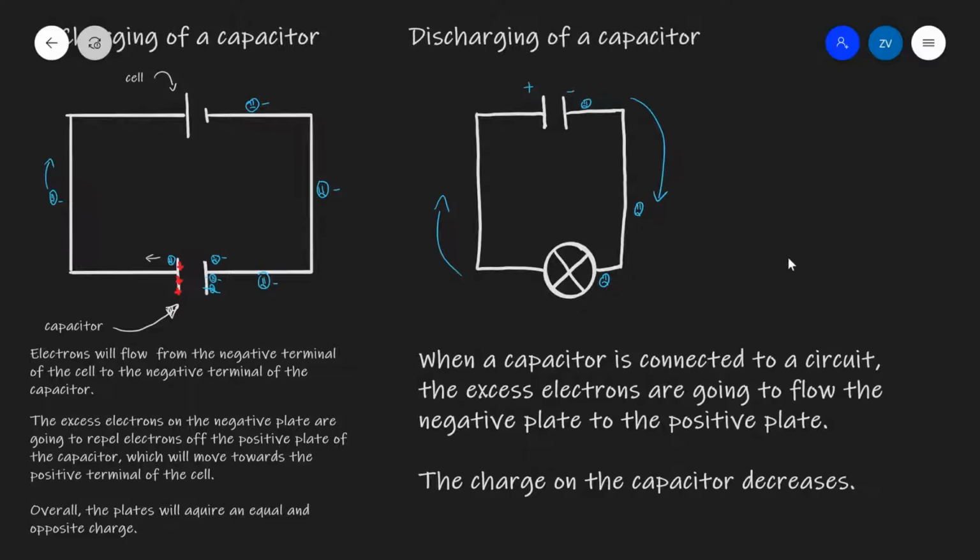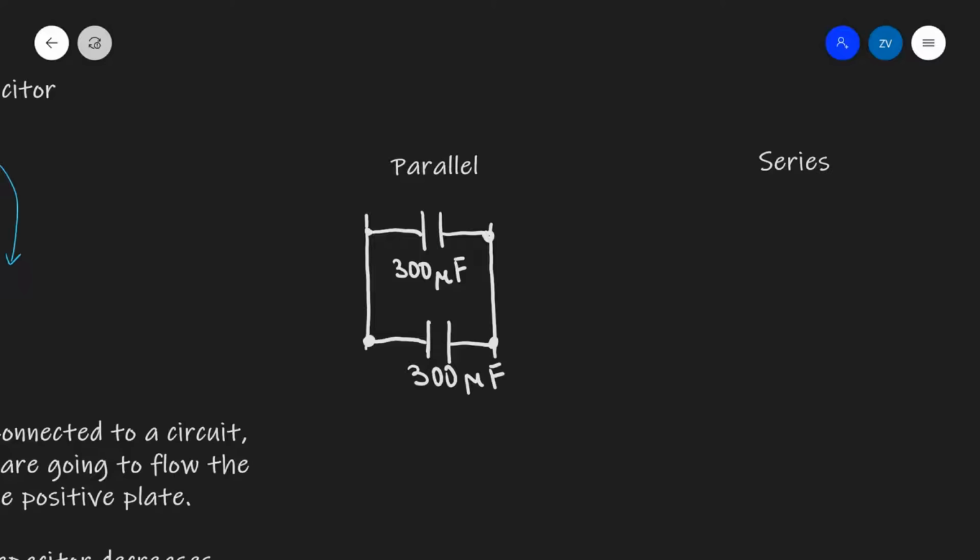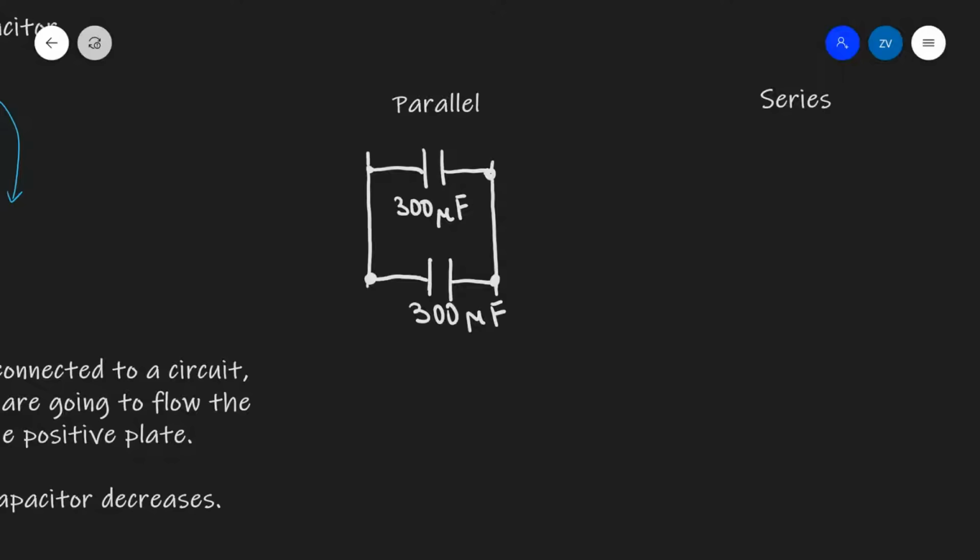On the other hand, we can also use a capacitor essentially as a source of power in a circuit. For instance, we can take a charged capacitor and connect it to a light bulb. When we connect the capacitor to this circuit, the excess electrons are going to flow from the negative plate, in this case clockwise, to the positive plate, and the charge on the capacitor is going to be decreasing. Let's go over adding capacitors in series and parallel.